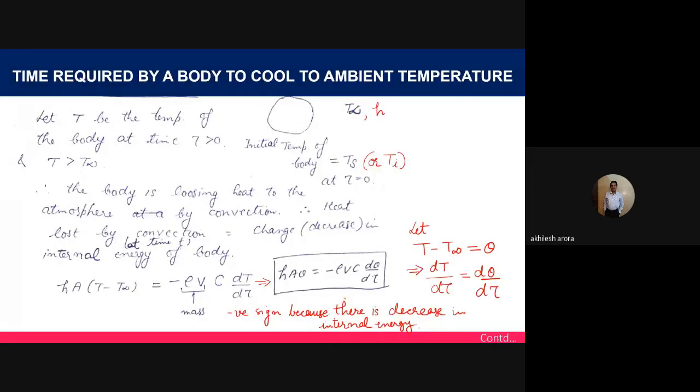So now we are interested in calculating the time required by a body to cool from a particular temperature to some other temperature. Let us see the time required by a body to cool to ambient temperature, or it could be higher than ambient temperature also. Basically, we are interested in calculating how much time it will take from a value when its temperature is quite high. That is what we are interested in.